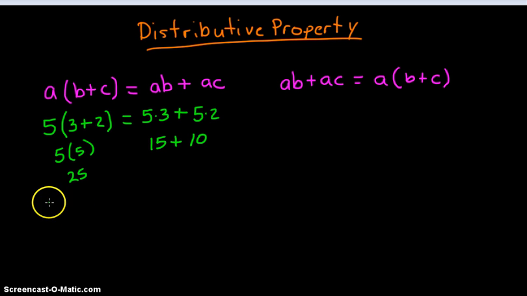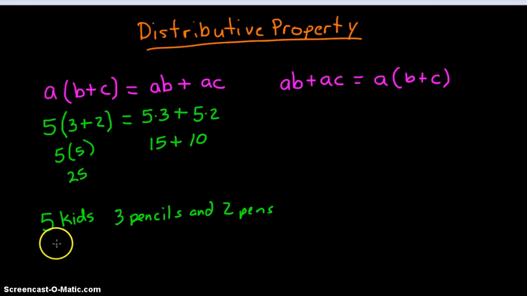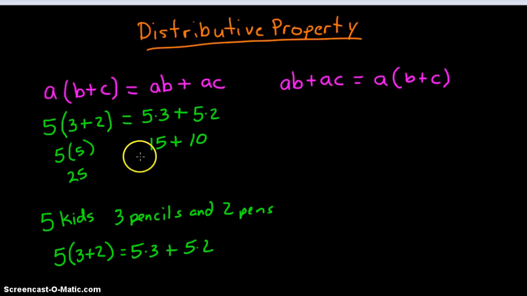Now, a story problem might be we have five kids, and we want to give each kid 3 pencils and 2 pens. So we ask, how many writing utensils would they have after we gave them out? We could do 5 times 5, of course, or we could go 5 times 3 plus 2: 5 times 3 for pencils, plus 5 times 2 for pens, so 25. There's our example. Or we can go the opposite direction.